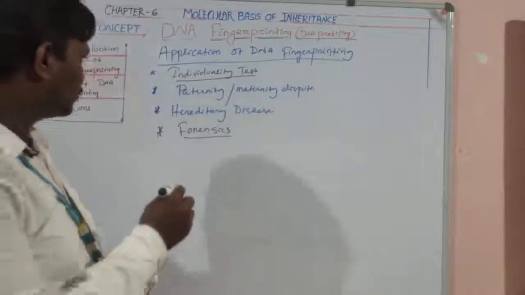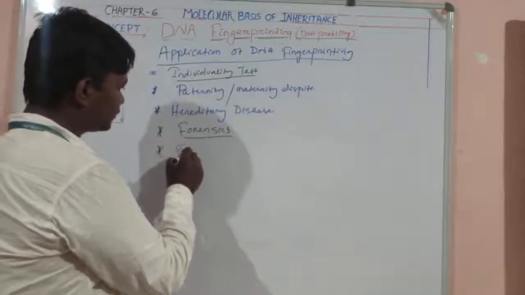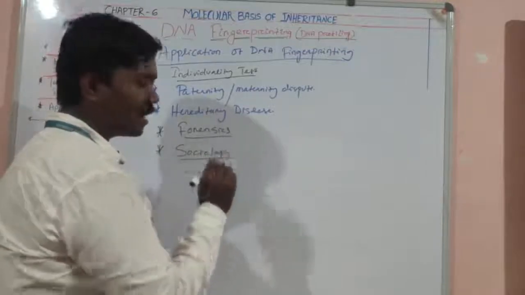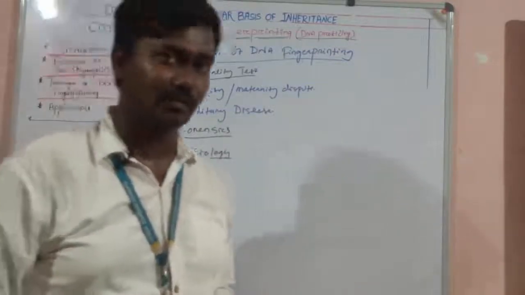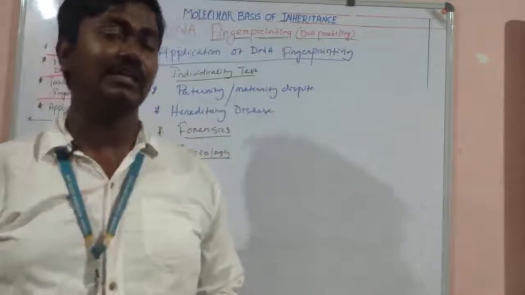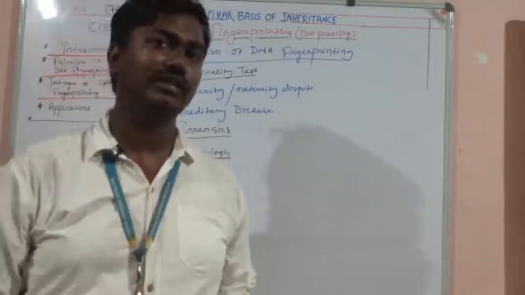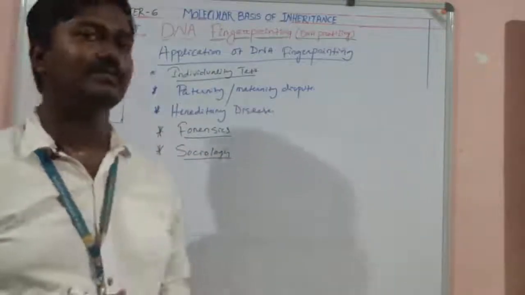Then in sociology, identification of racial groups, their origin and their history of migration are studied using DNA fingerprinting.